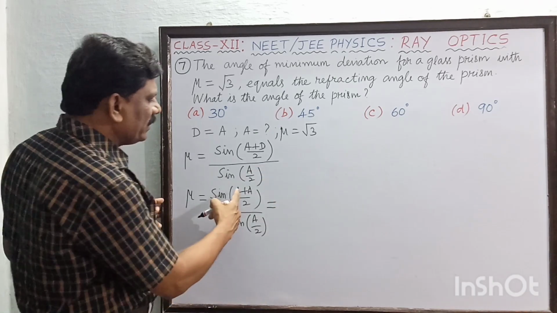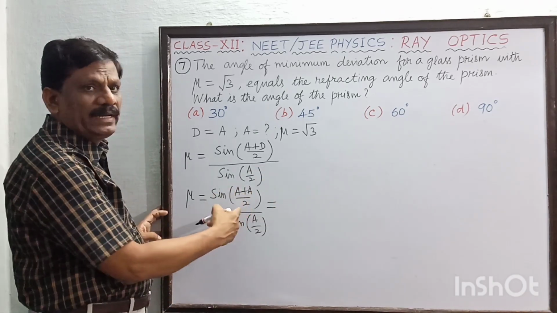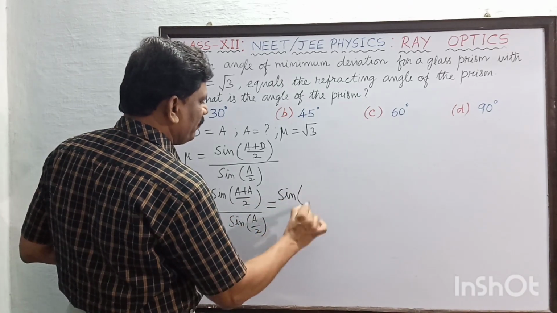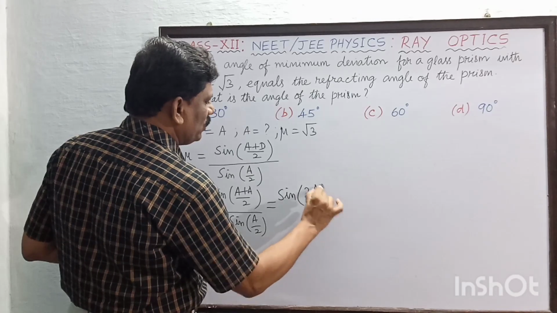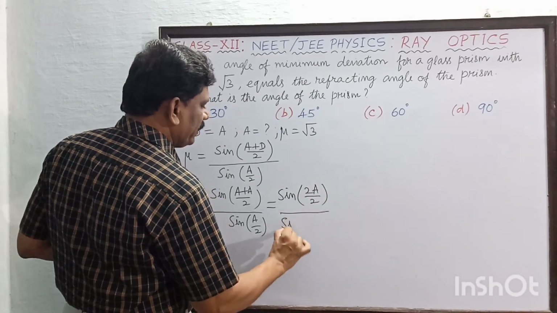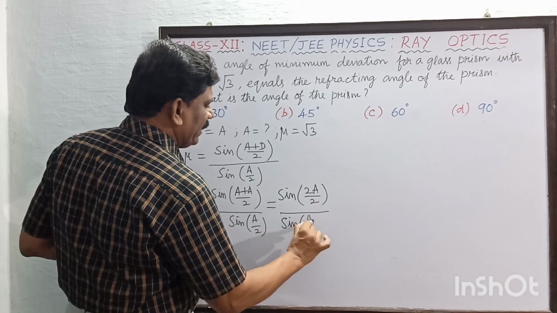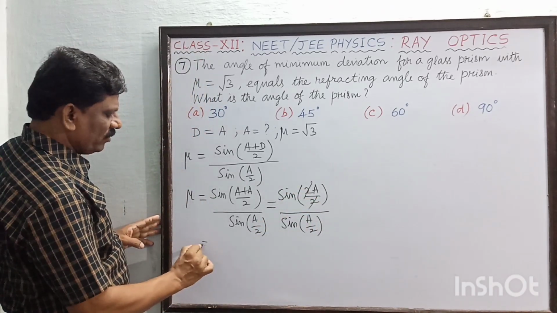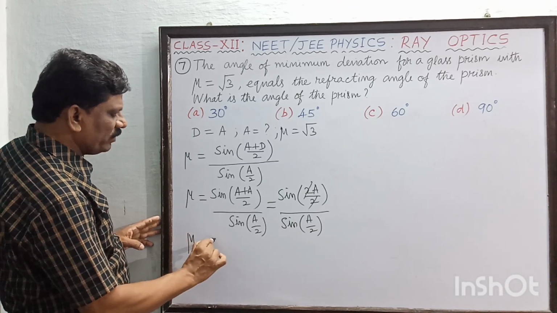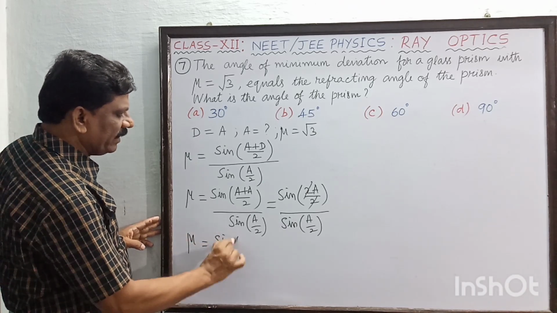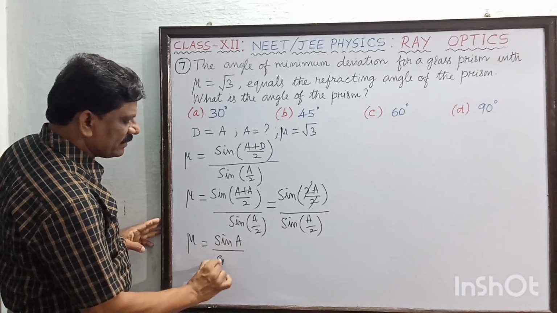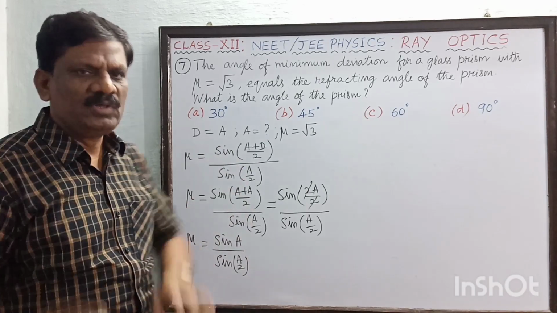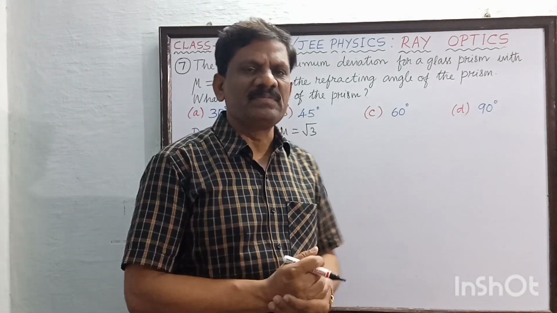Once again, A plus A by 2 is what? 2A divided by 2, is it not? So this is equal to sine of 2A divided by 2 whole divided by sine of A by 2. So these two get cancelled. Therefore mu is now equal to sine A divided by sine of A by 2. Up to this it is very easy to substitute and derive.